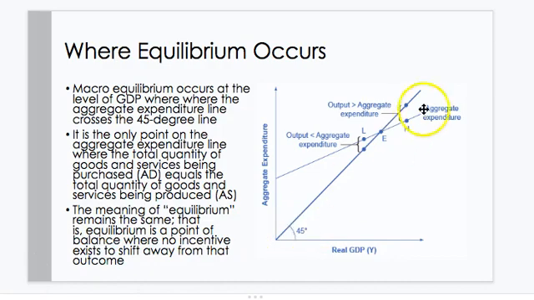So here we have it. The 45-degree line shows every point where the amount of income, real GDP, equals spending in the economy. So the macro equilibrium occurs at the level of GDP where the aggregate expenditure line crosses the 45-degree line. The equilibrium is at point E. It's the only point on the aggregate expenditure line where the total quantity of goods and services being purchased, AD, equals the total quantity of goods and services being produced, AS. The meaning of equilibrium remains the same. That is, equilibrium is a point of balance where no incentive exists to shift away from that outcome.